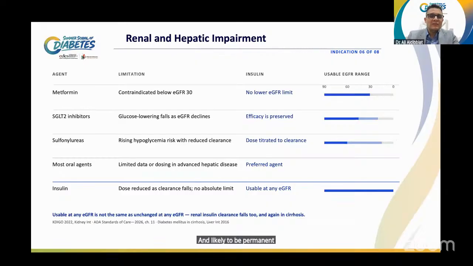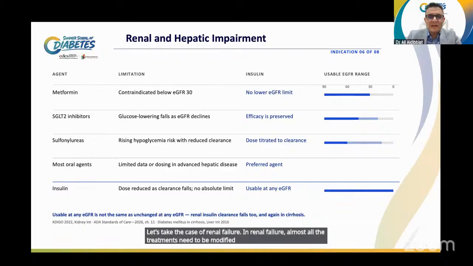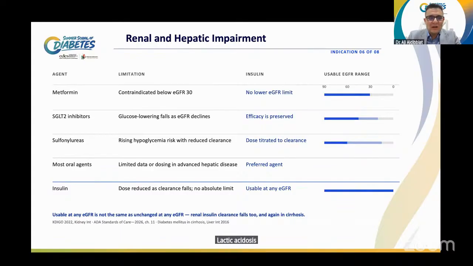Let's take the case of renal failure. In renal failure, almost all the treatments need to be modified, except the ones that are the GLP ones that are independent of the renal pathway, like Dr. Fayyad mentioned. So metformin, we know if we hit the eGFR of 30, we need to stop, and if it is less than 40, we need to reduce the dose. It's not because the metformin hurts the kidney, it's because the kidney is not able to clear it, and therefore risk of lactic acidosis becomes high.